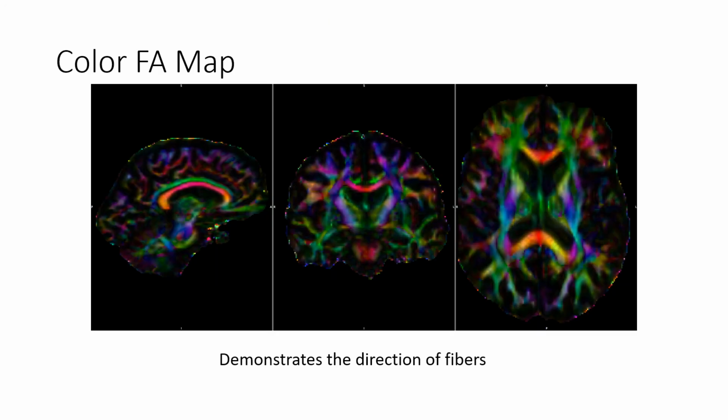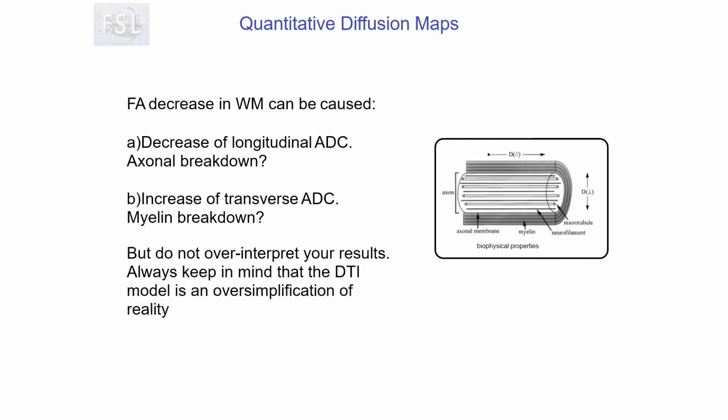So we can put all this together, and just for nice pictures, these aren't particularly helpful for research, but we can get our colored FA images, these maps that'll show directionality. They're pretty pictures, but again, don't tell us a lot. So if we have a quantitative diffusion map, we calculate fractional anisotropy, apparent diffusion coefficients, we get all of these standard metrics.